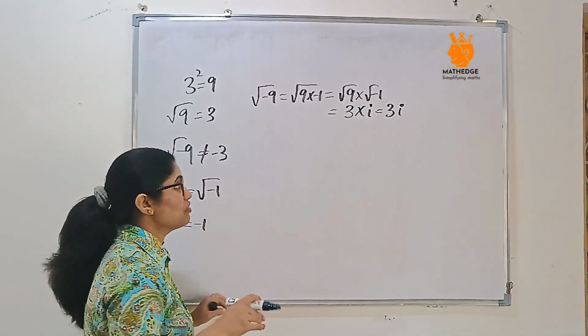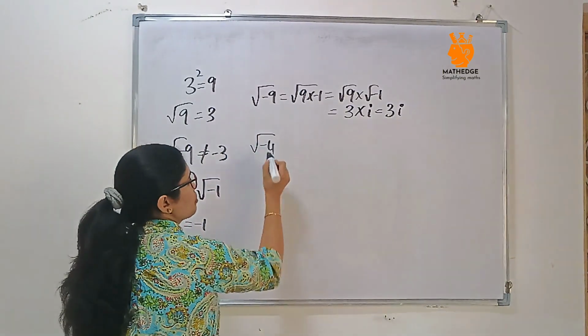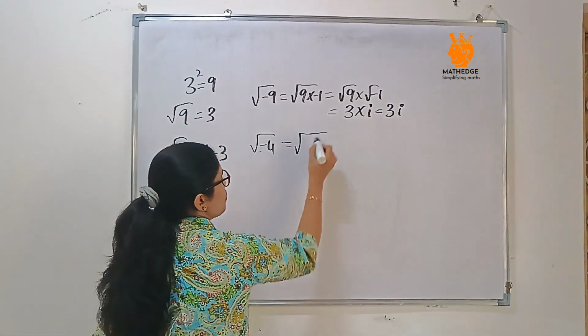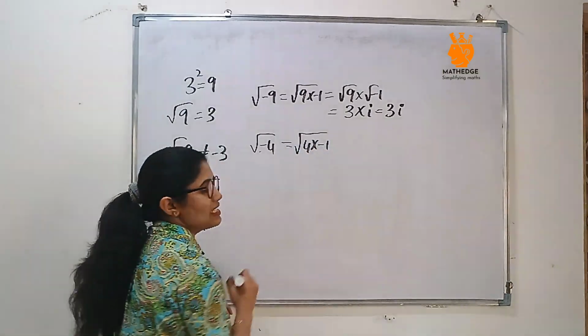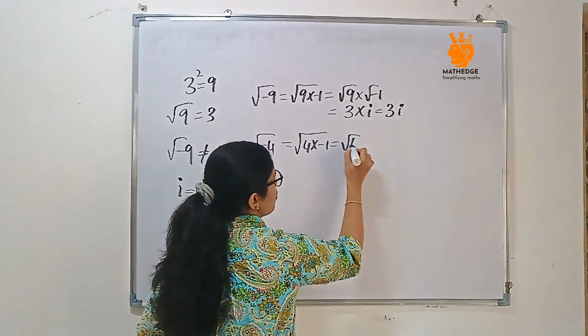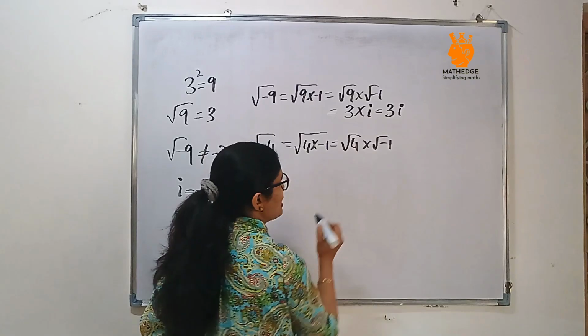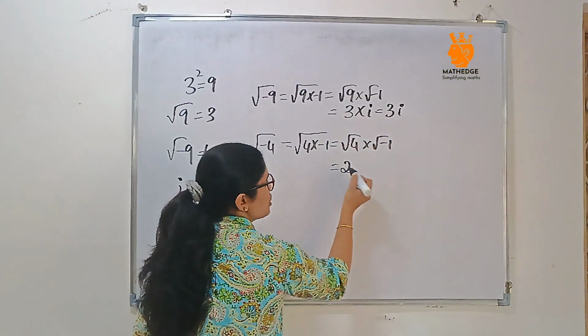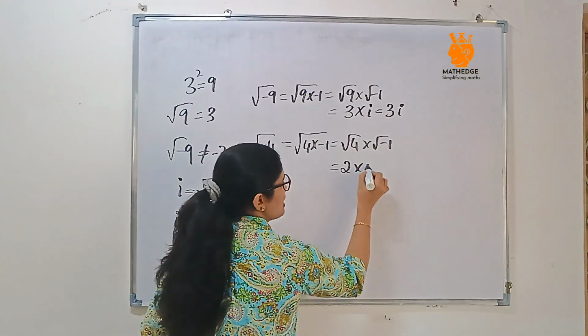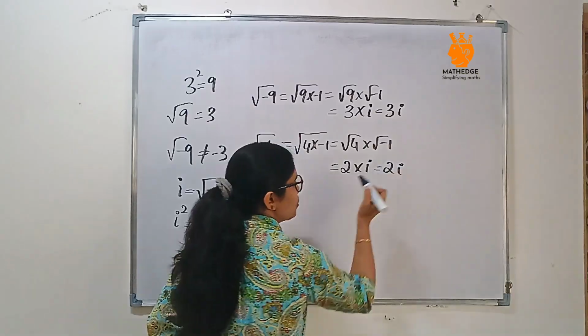Then calculate also for square root of minus 4. This can be written as square root of 4 into minus 1. Then square root of 4 into square root of minus 1. The square root of 4 is 2 and square root of minus 1 is i. So that is 2i, right?